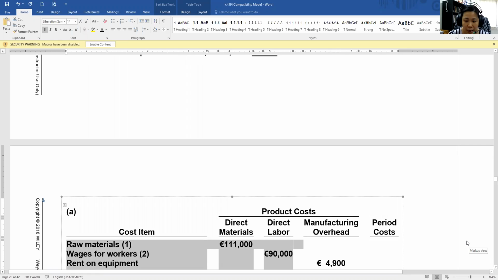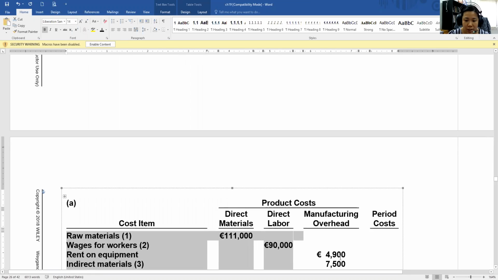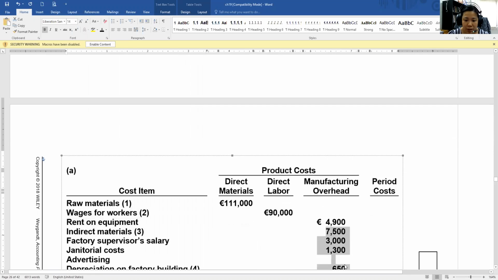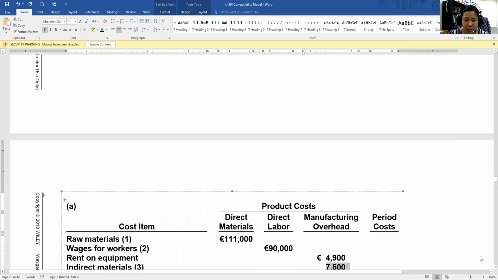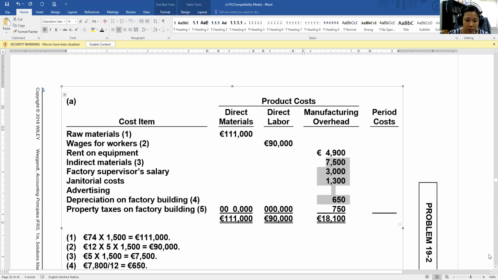Okay. And then we're going to have indirect materials. Indirect material would be under manufacturing overhead, 7,500. And to get that, you just take 5 euro per unit times 1,500 units, and that will give you 7,500.